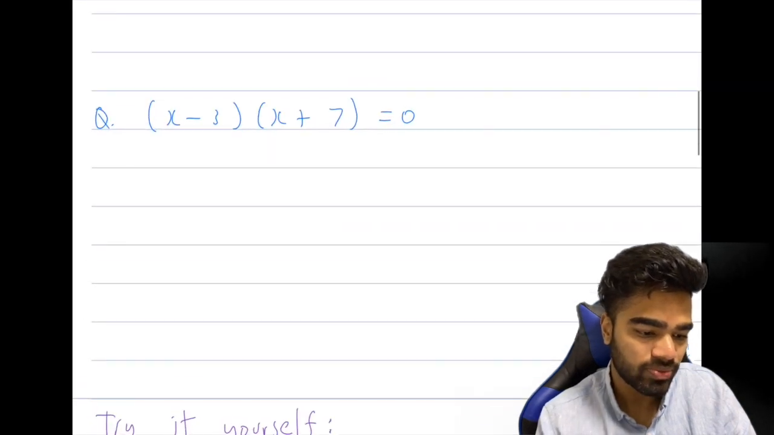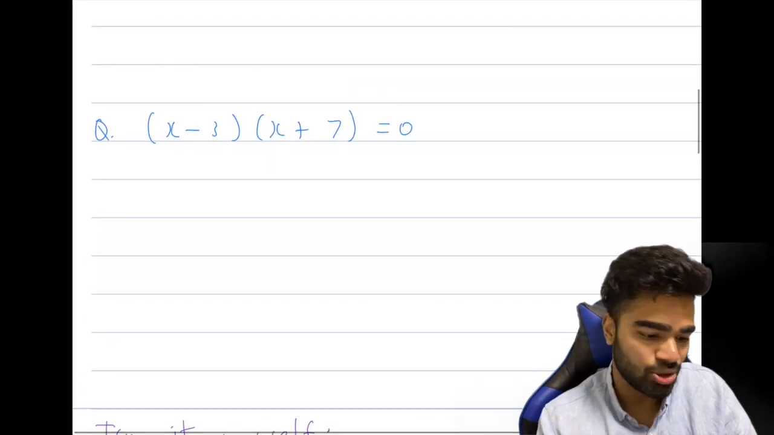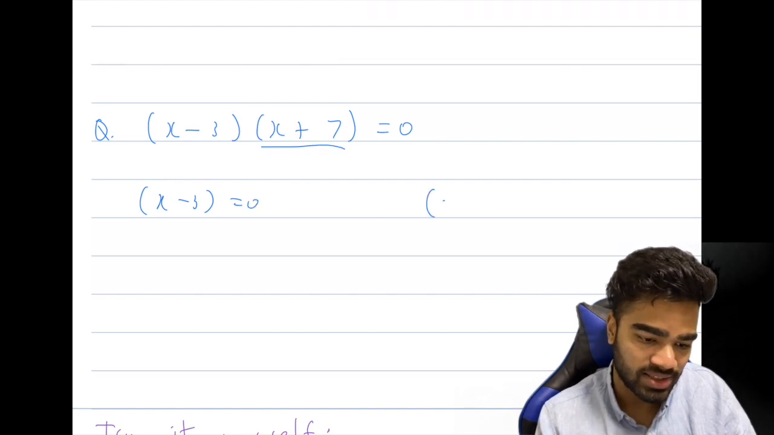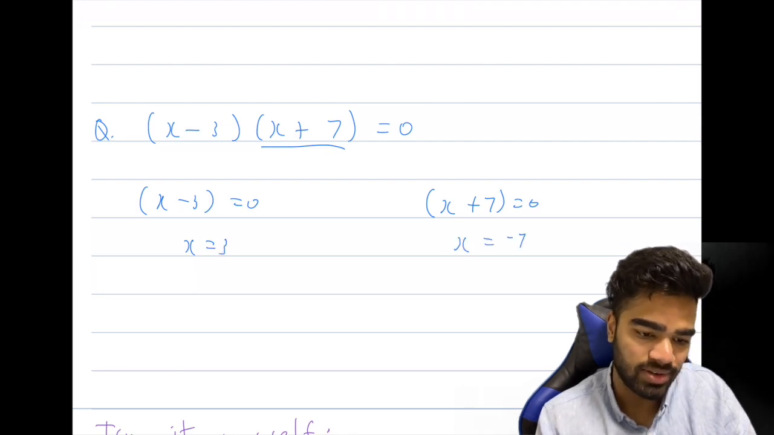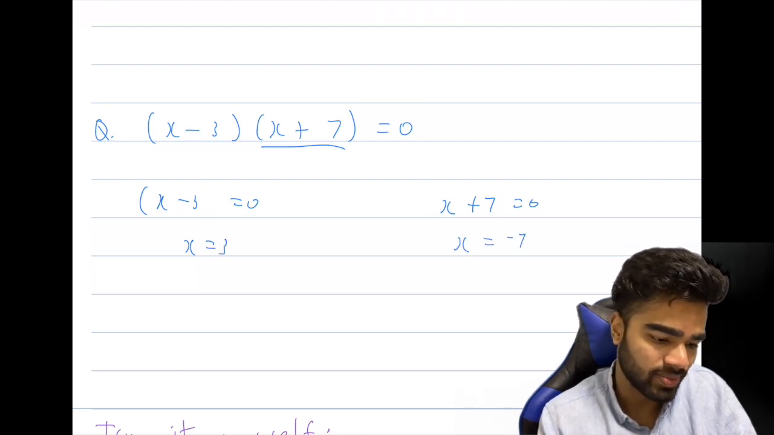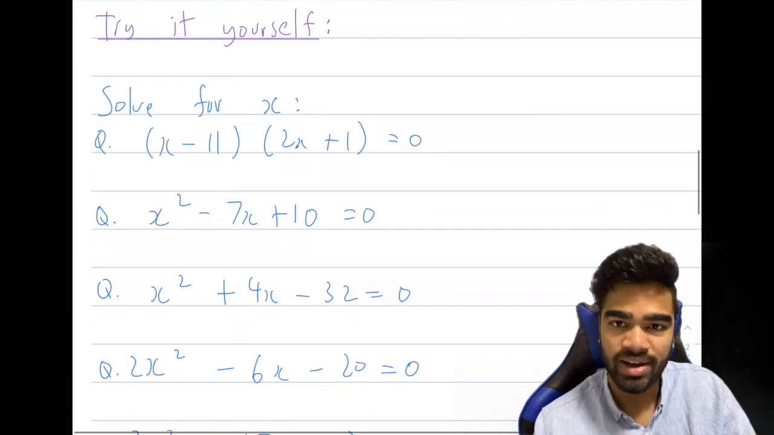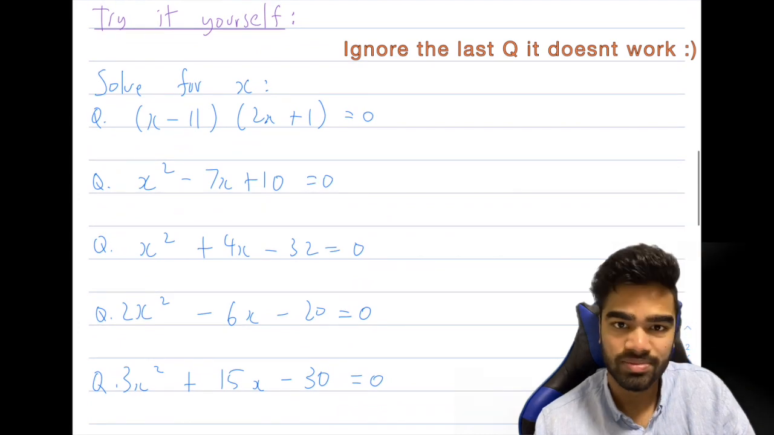Let's do one more. So again, that's the long way. The shortcut is really simple. You take the first factor, make it equal to 0, then you take the second factor, x plus 7, and make it equal to 0. So x is equal to 3, x is equal to negative 7. Again, you don't need to put the brackets here. Okay, that's it. Simple as that. So why don't you pause the video and have a go yourself at these questions. Okay, go for it.